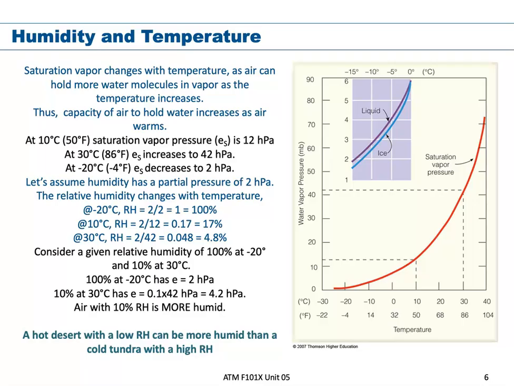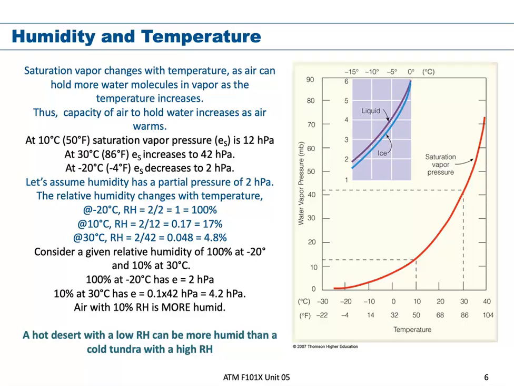are 100%. At 10 degrees Celsius, the relative humidity is equal to 2 over 12, equals 0.17, or 17%. And at 30 degrees Celsius, the relative humidity is 2 over 42, equal to 0.048, which is equal to 4.8%.